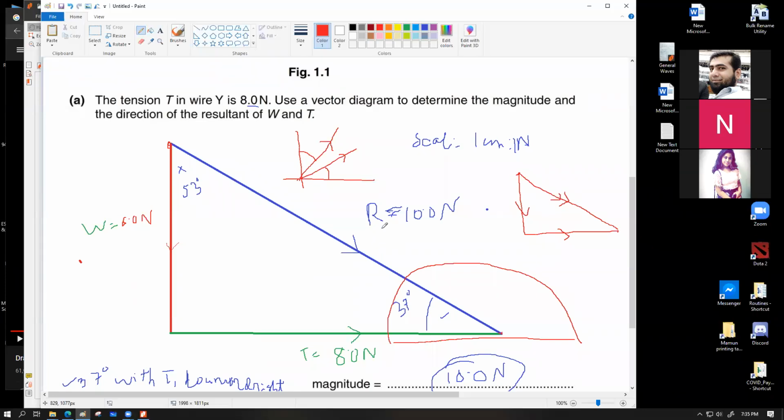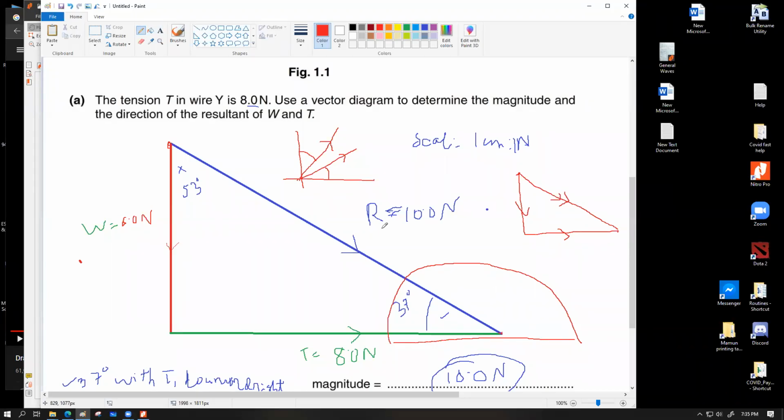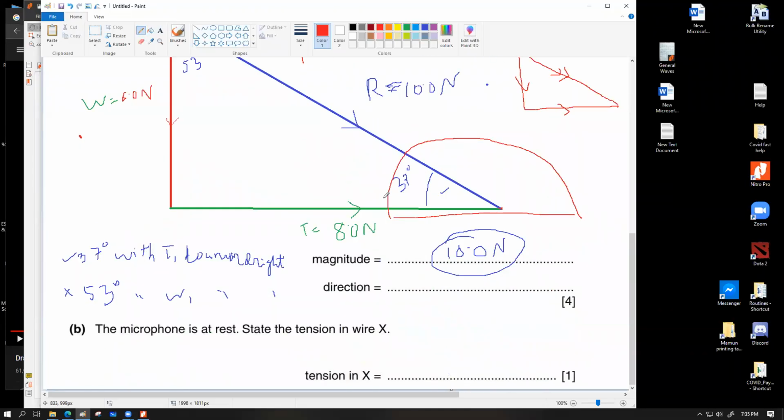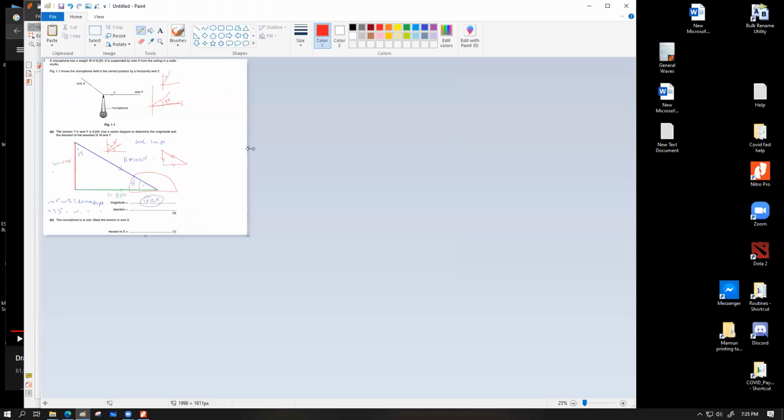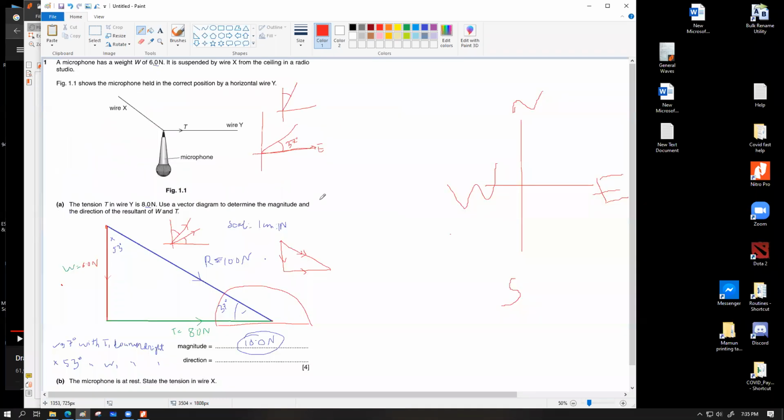Sir, could we write 37 degrees north of south, like the guy did in the YouTube video? 37 degree north of south would be a pretty weird thing because north would mean the upward direction and south would mean the downward direction. 37 degree north of south would mean you can have 37 degree north of east or north of west. Sorry, I'm writing wrongly. Did you get the answer? Yes, sir.